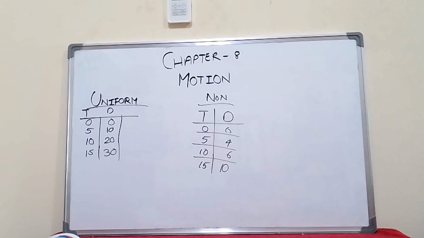If the interval is equal, then only we can know if the distance covered by the object is equal or not. So uniform motion is when an object covers equal distance in equal intervals of time, and non-uniform motion is when it covers unequal distance in equal intervals of time. So this is the difference between uniform and non-uniform motion.